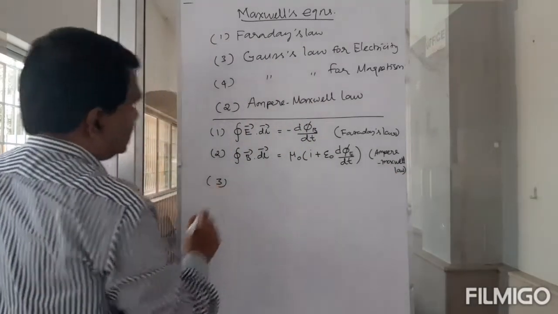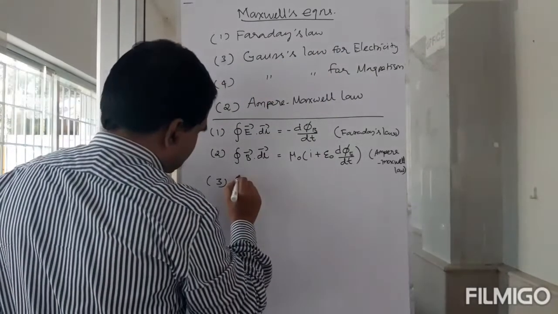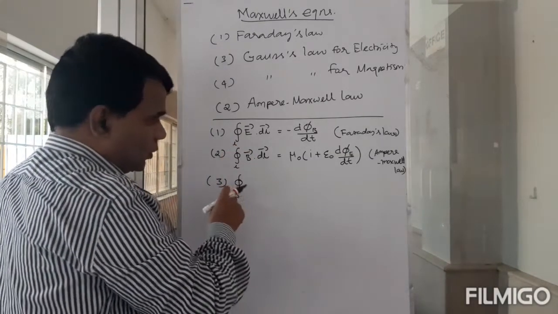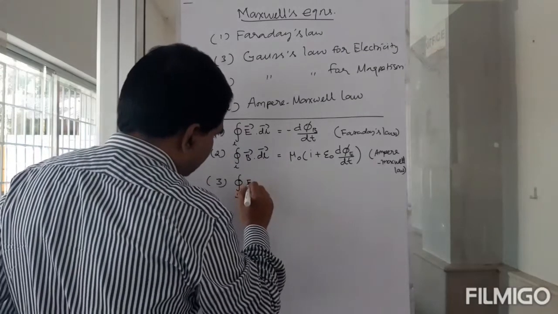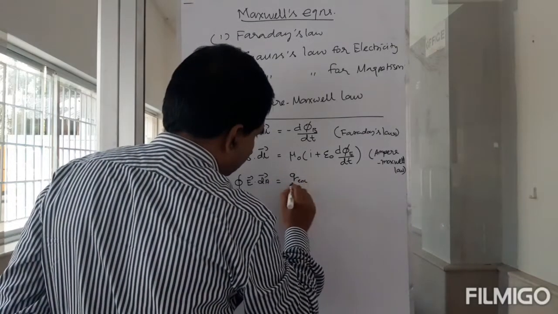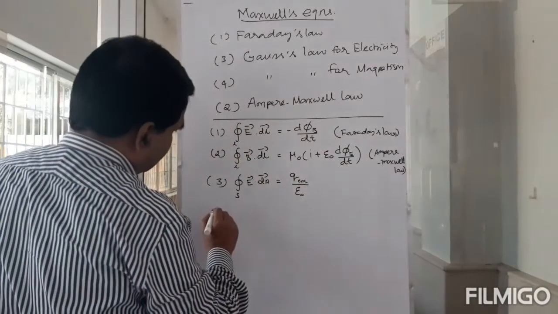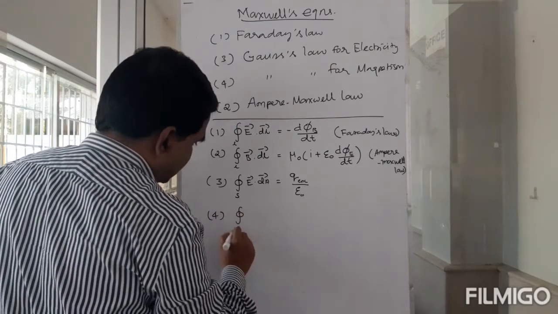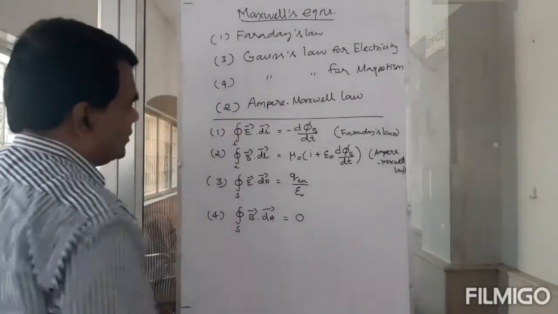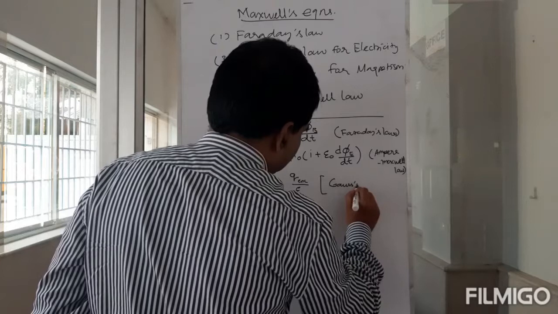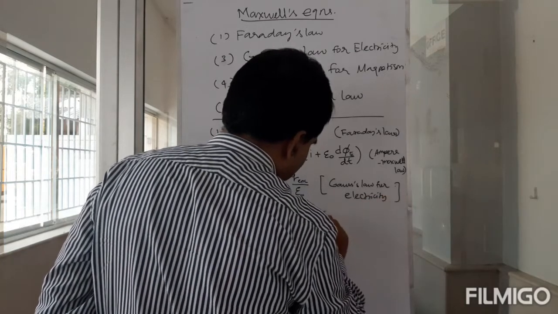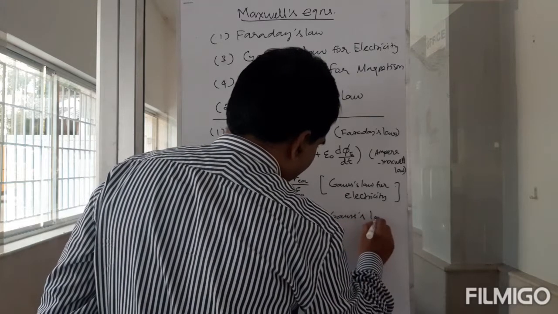And the third law is Gauss' law for electricity. It is the closed surface integral. This is a surface integral. This is a loop integral. This is a closed surface integral of E dot dA is equal to Q enclosed by epsilon naught. And then the fourth one is a closed surface integral of B dot dA is equal to 0. So this is Gauss' law for electricity. And this is Gauss' law for magnetism.